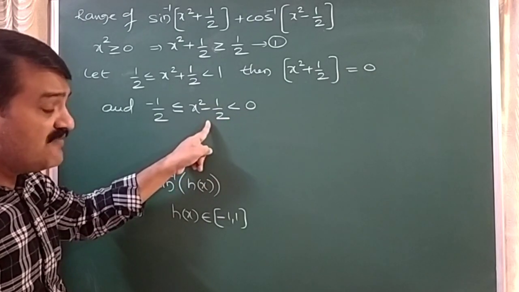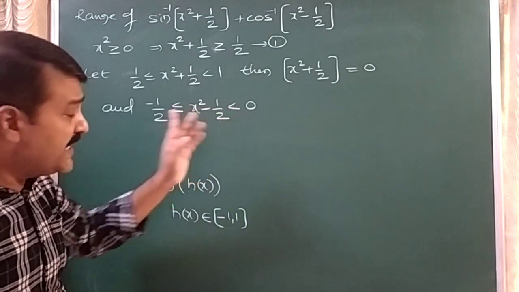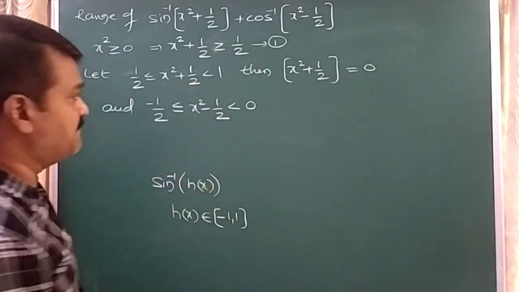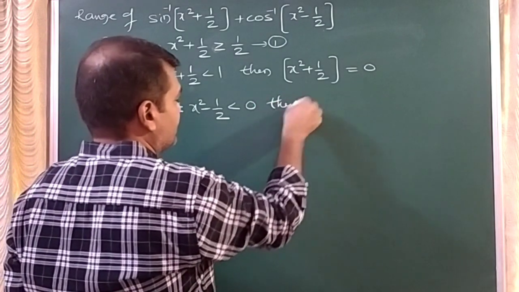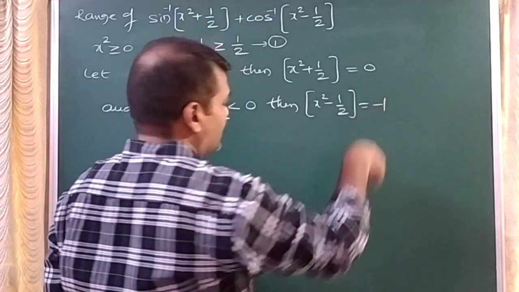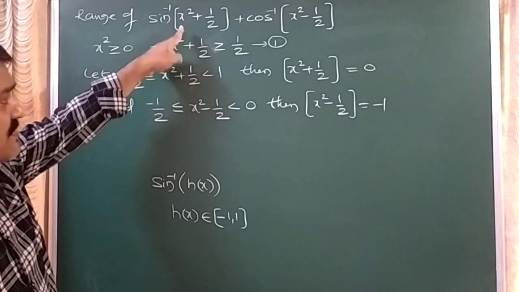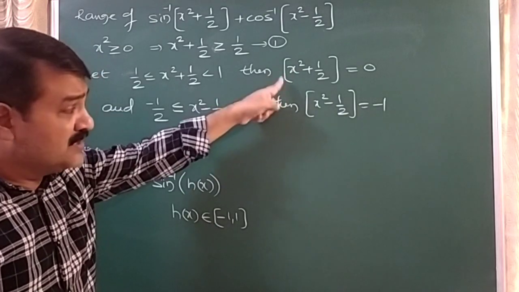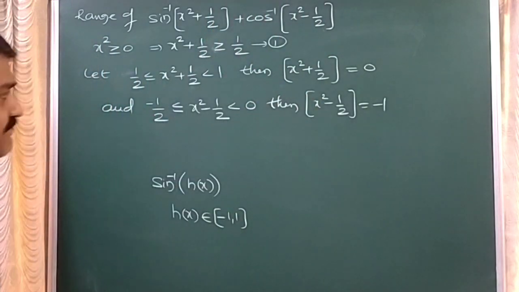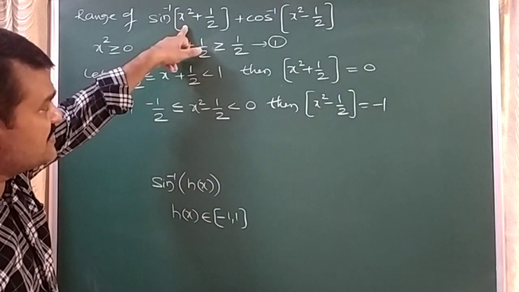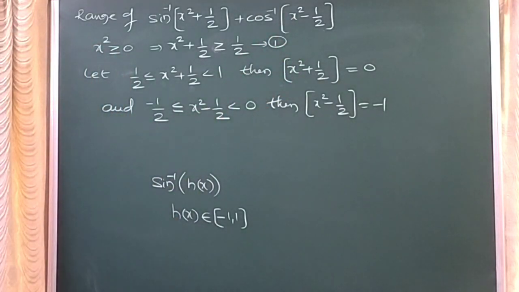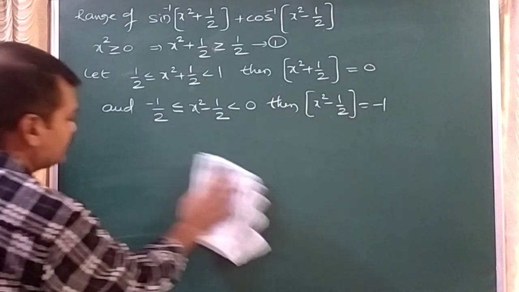What is the step function value in this interval? For any number in this particular interval, the step function value will be −1. So step of x² − 1/2 will be −1. So whenever step of x² + 1/2 is 0, then step of x² − 1/2 is −1. So whenever this is 0, this becomes −1.